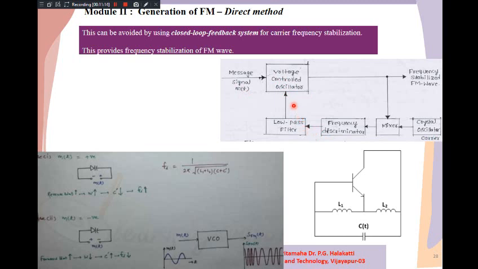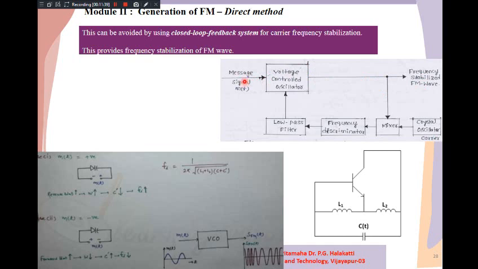Actually, we are guiding the VCO so that whatever frequency variation you are producing at the output is in proportion to the amplitude variation. There is a little bit of difference here. What we are trying to stabilize is the frequency, but exactly in proportion to the amplitude variation.